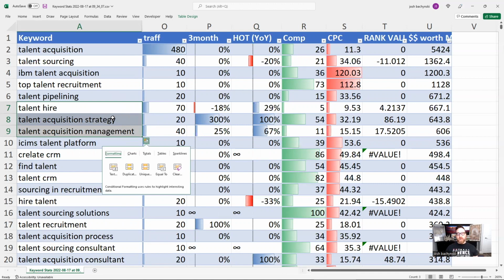I have another video on how to use this more to find the low hanging fruit that has money keywords. I have another video on that. So check that out.